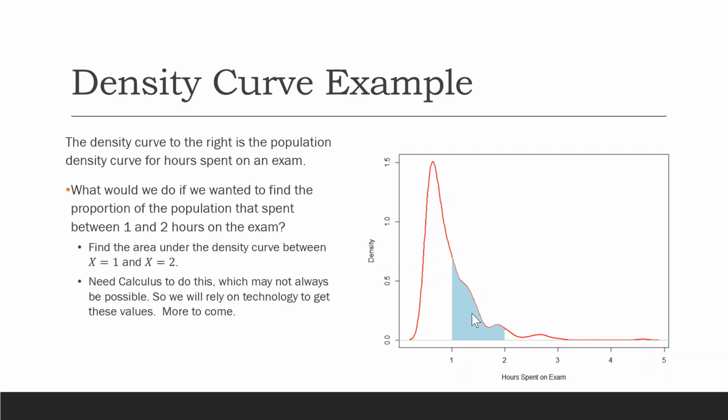Well, in order for us to do that, we actually need some calculus. Now, of course, there's integral calculus. There are multiple ways that you can find the area under the curve for different functions. We're not going to use calculus in this course. We're going to rely on technology to give us this area. But always remember, when we're looking at population density curves, we're looking at the area under the curve covering a certain range of values. That's what I'm wanting to hone in on in this section.